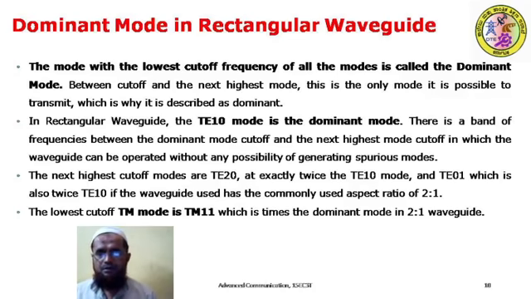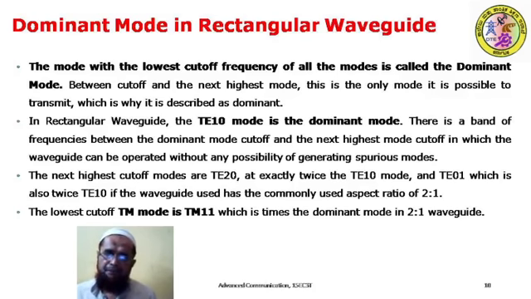Unlike the transmission line, where we have more and more bandwidth, waveguides have very limited bandwidth. So it has a frequency band. We have a cutoff on one side, so it should be beyond the cutoff frequency. Before cutoff, no transmission. It will start transmission only after the cutoff. So here, the mode with the lowest cutoff frequency, the acceptable cutoff frequency at which the waveguide allows or transmits the wave, is called the dominant mode. Between the cutoff and the next highest mode, this is the only mode it is possible to transmit, which is why we describe it as the dominant mode.